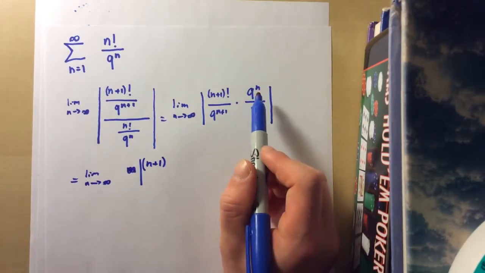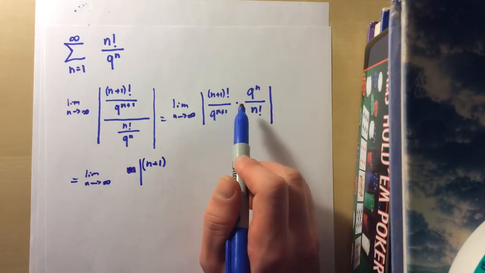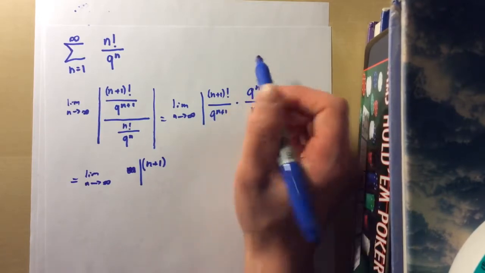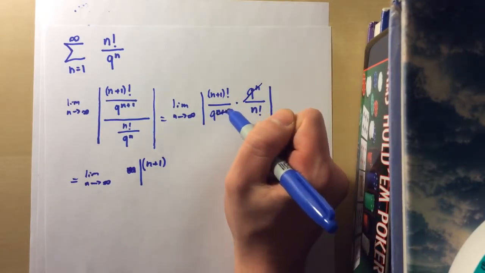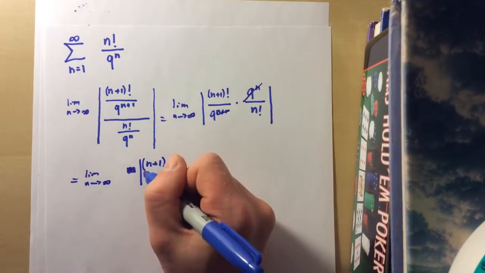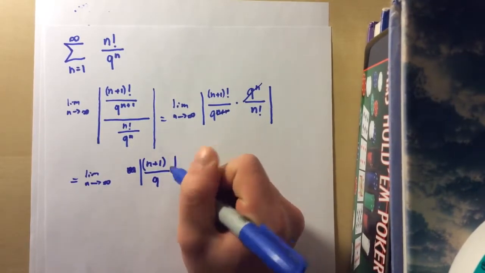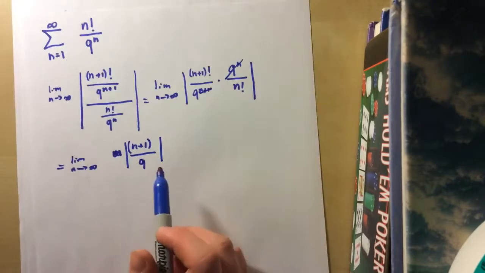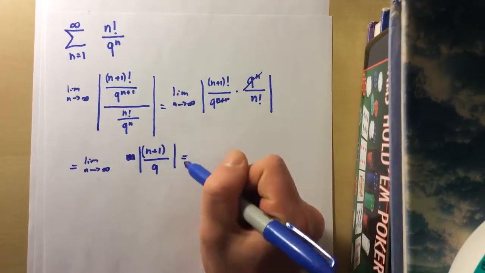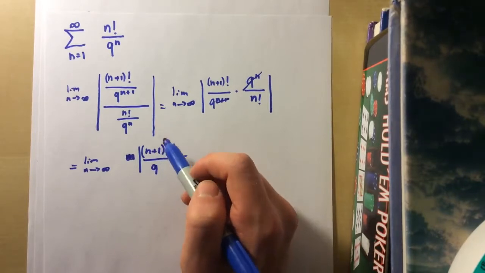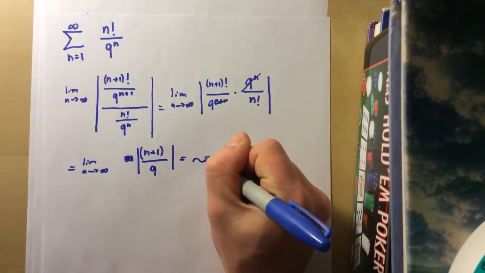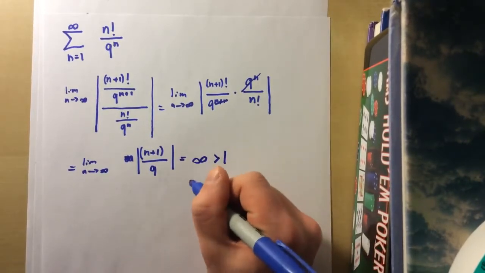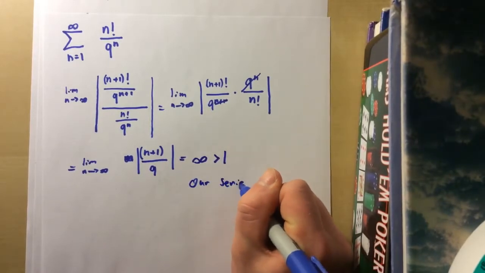Now let's see what happens with the 9. On top we have a 9 to the n, and we're dividing that by 9 to the n plus 1, so basically we're just dividing one more time by 9. All of this cancels out, and we're just left with the 9 on the bottom. So we have the limit as n approaches infinity of n plus 1 over 9. Now that we simplified that, we can take the limit, and we just get infinity plus 1 over 9, which is just infinity. Infinity is indeed greater than 1, so our series diverges.